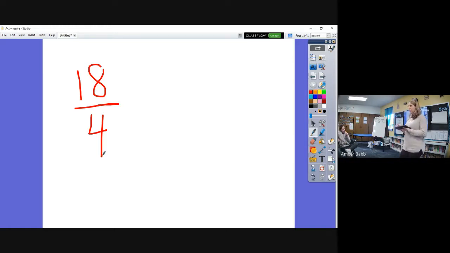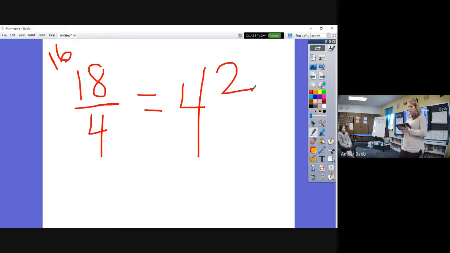So you're going to see how many times 4 can go into 18. How many times can 4 go into 18? He says 4, and then you're left with 2. Okay, so when I do 4 times 4, I get 16. I put that up there, and I know the difference between 18 and 16 is 2. And I make that 2 my new numerator.